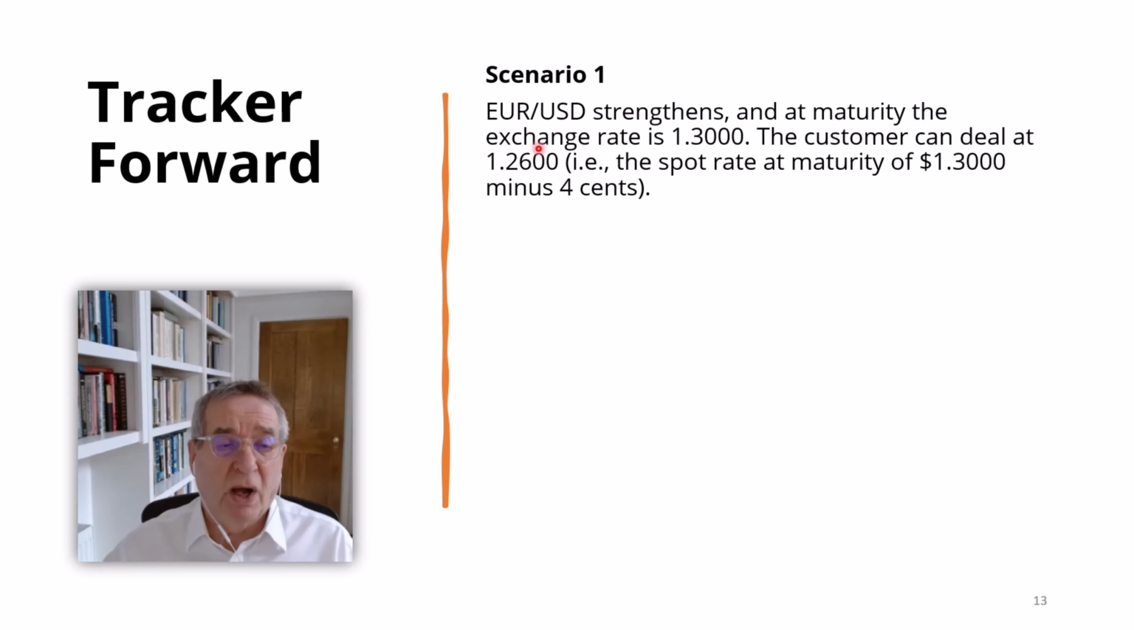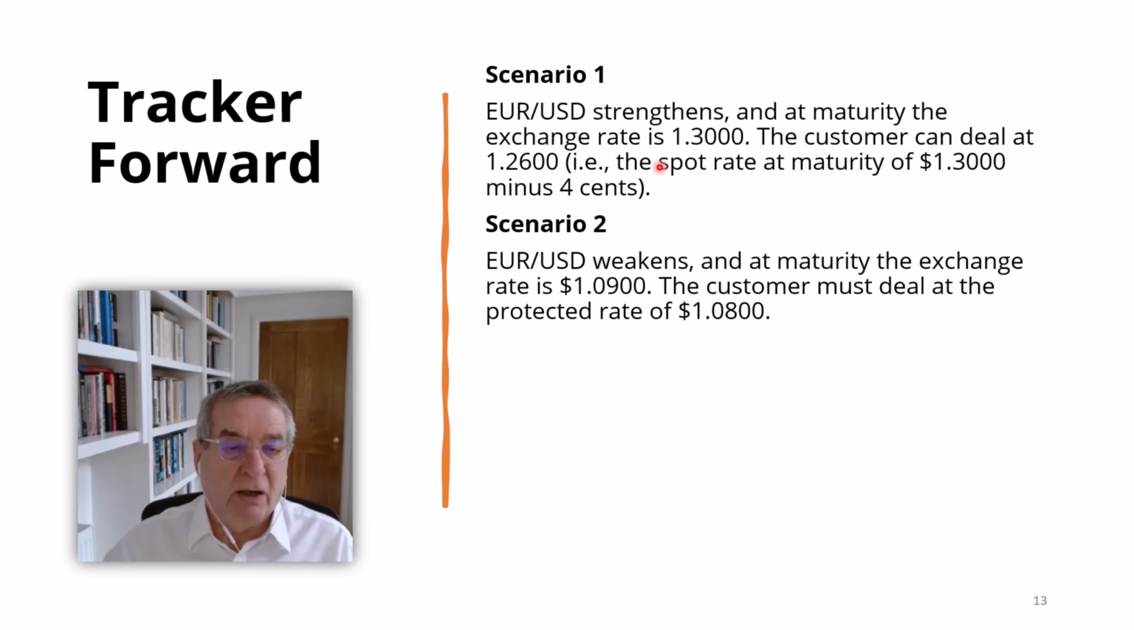Under scenario 1, the Euro USD strengthens, and at maturity, let's say the exchange rate is now 1.30. The customer then would be able to deal at 1.26. The spot rate at maturity of 1.30 minus the 4 cents, which I mentioned on the previous screen. Under scenario 2, the euro weakens against the dollar, and at maturity, let's say the exchange rate is 1.09. Under this structured product, the customer must deal at the protected rate of 1.08.